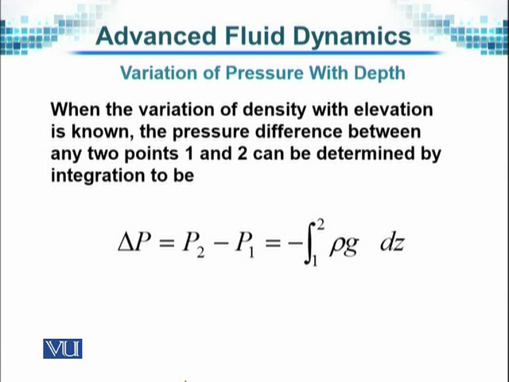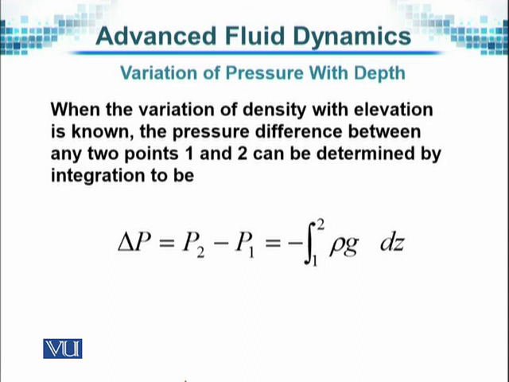So delta P, which represents a small change in pressure, will be equal to pressure at point 2 minus pressure at point 1. So P2 minus P1. And as we know from calculus, this is always computed by integrating from point 1 to point 2 for the variable. And what is varying? The variation is in Z, the vertical height.